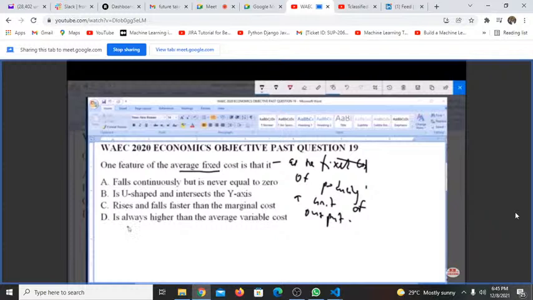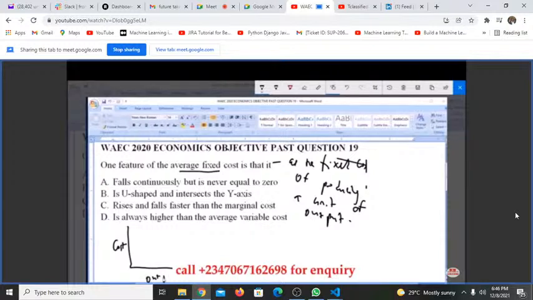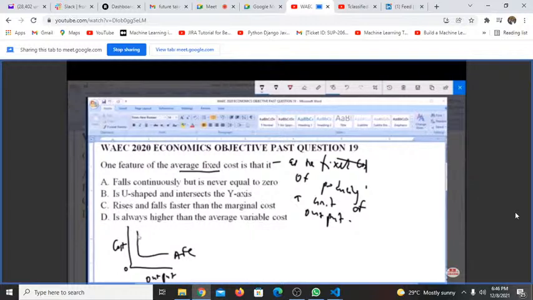Now on the graph, if it's plotted, a graph of cost against output, the curve looks like this: average fixed cost. So from the curve you can observe that it falls continuously but never reaches the origin, never gets to 0. So falls continuously but is never equal to 0 is option A. Option A is the correct answer to this question.